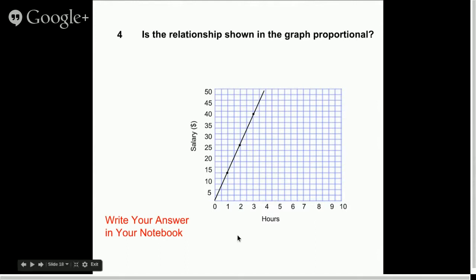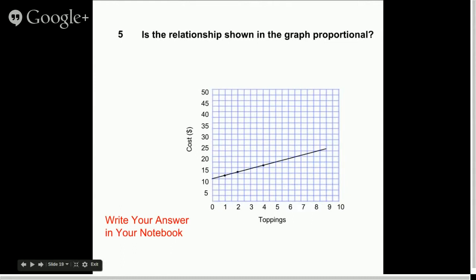That was fast. Yes, it is proportional. It's a straight line, goes through the origin. How about this one? Write your answer down, pause it. Okay, this one is not proportional. It is a straight line, but it doesn't go through the origin, so it's not proportional.